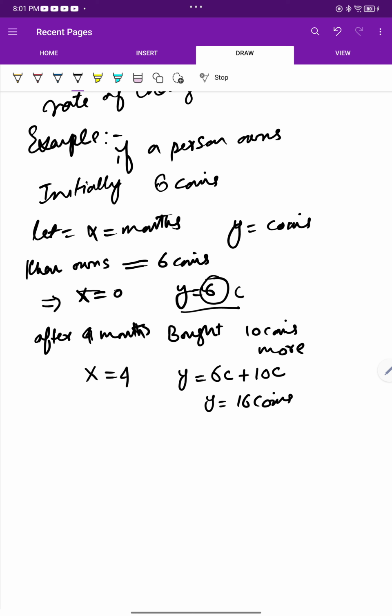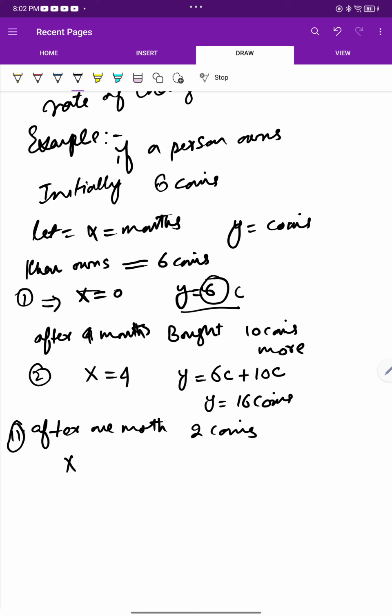So if after one more month he or she bought two more kinds, so we can take this as one, this as two, this as three.